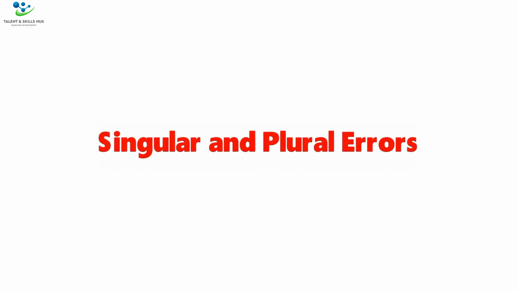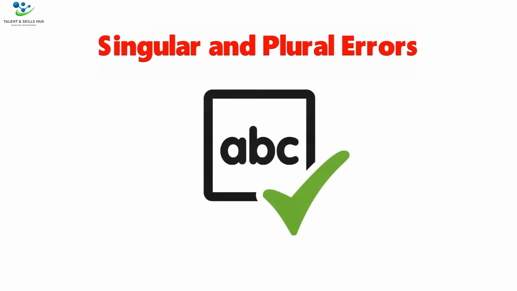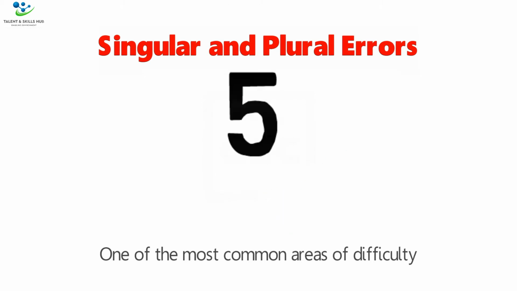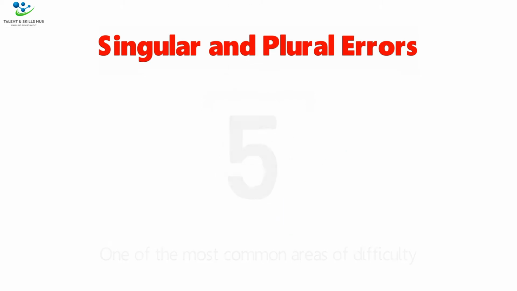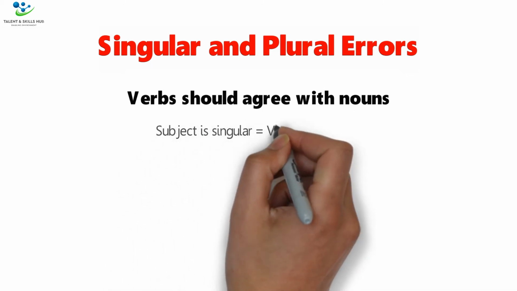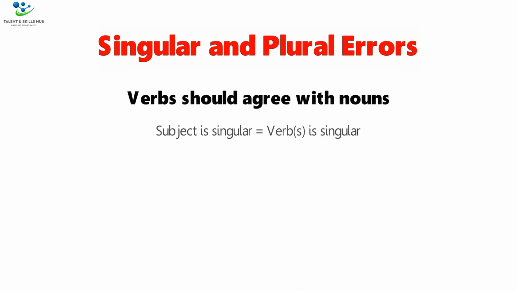Singular and plural errors. The correct use of singular and plural nouns and verbs is undoubtedly one of the most common areas of difficulty. There are 5 main problems to watch out for. Verbs should agree with nouns. If the subject of a sentence is singular, so should the verb be.